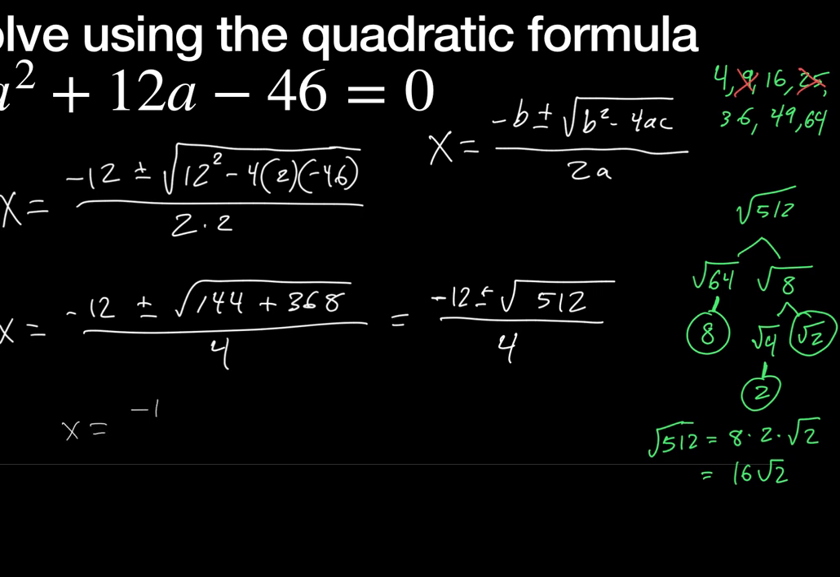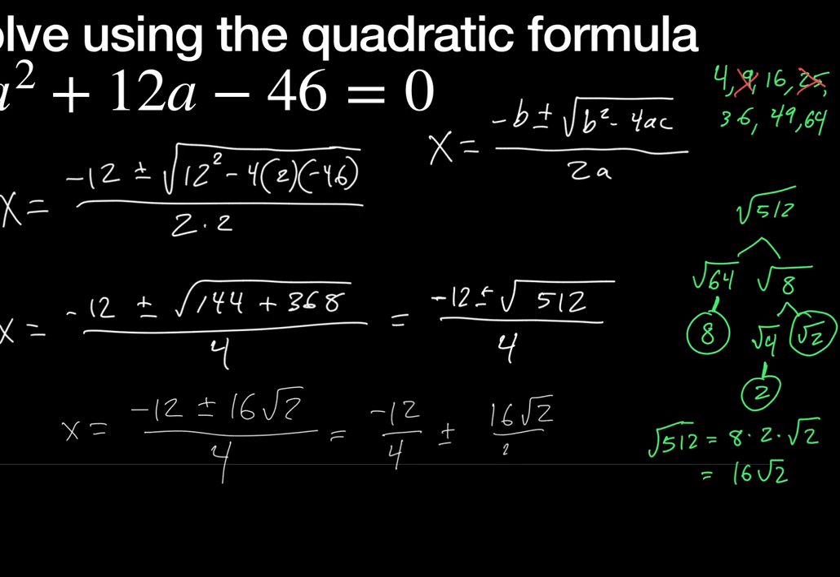X equals negative 12 plus or minus 16 root 2, all over 4. Which at that point, we're like 97% done. The last thing is to look and see, can we reduce that fraction? A couple different ways you can think about it. I oftentimes think about it like this, negative 12 over 4. So I'm splitting it up. Instead of simplifying, now I'm actually separating it out. 16 root 2 over 4. So that way I can see, can those fractions reduce? Some people are really good at seeing it up front and say, oh yeah, they're all divisible by 4.